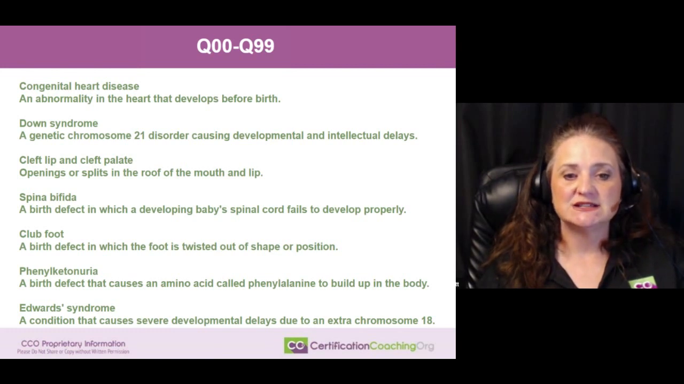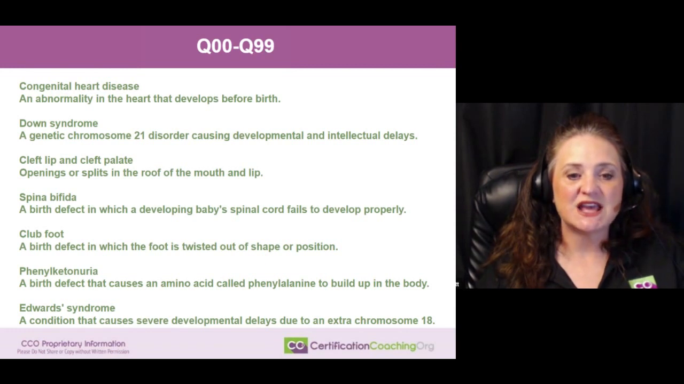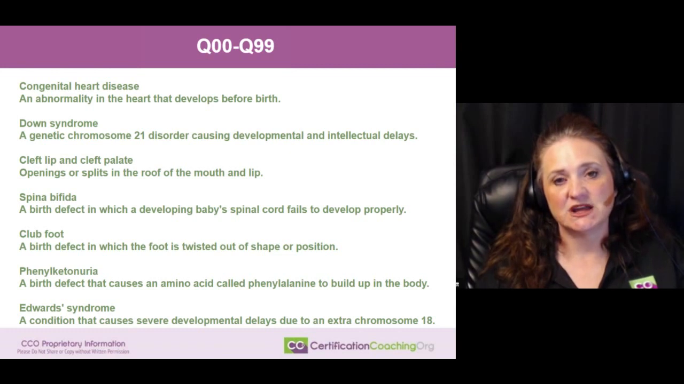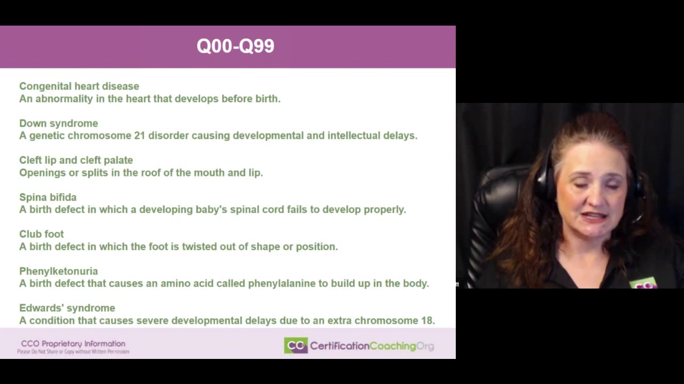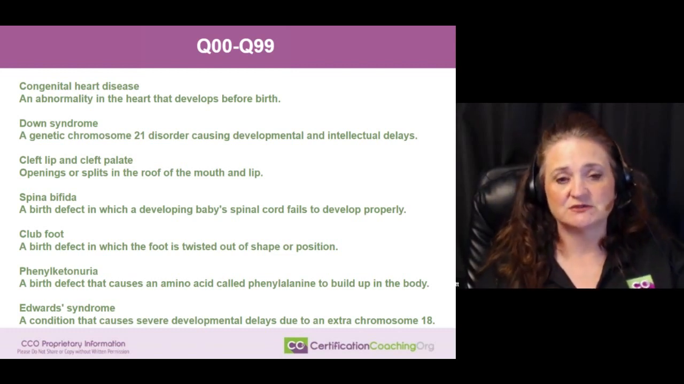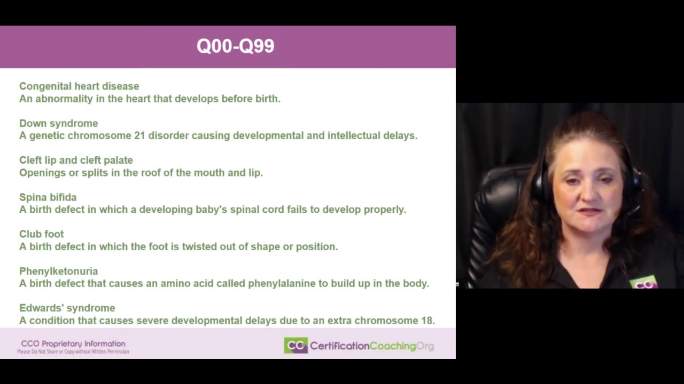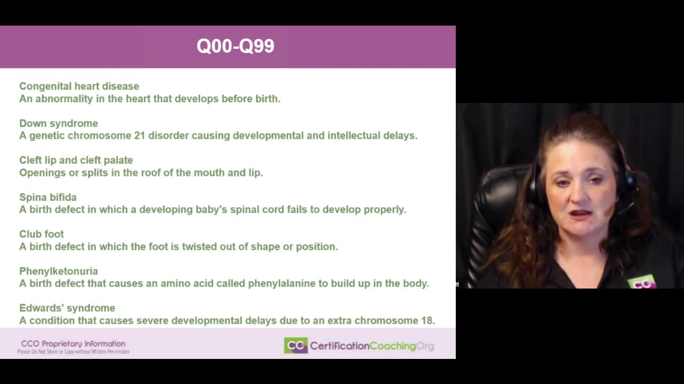When your body doesn't have the proper amount of amino acids, it can cause all kinds of problems in the body. Next one is Edwards syndrome, which causes developmental delays, and it's also a chromosomal issue. You have an extra chromosome number 18, and it's similar to Down syndrome in that it's a chromosomal anomaly. Now, those are the main ones that are the most common. Okay, but there are so many more out there.